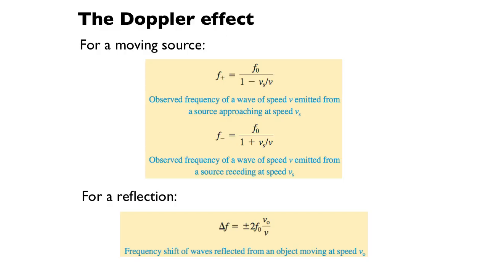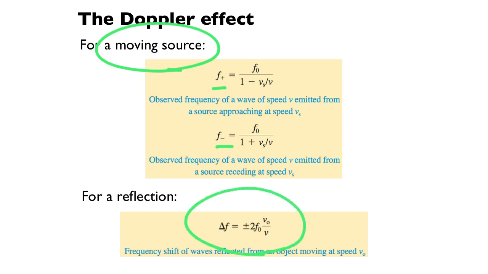Now I want to talk briefly about the idea of the Doppler effect. If I have a moving source of sound waves, the frequency that you observe varies, and it depends on whether it's moving towards you or away from you. And if I have sound that's reflected from something that is moving, I get a shift in frequency due to the reflection, which is using this relationship right here.